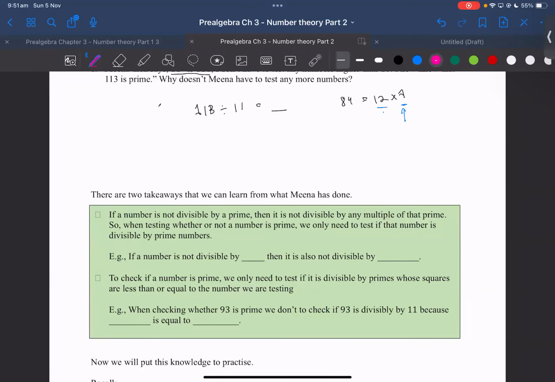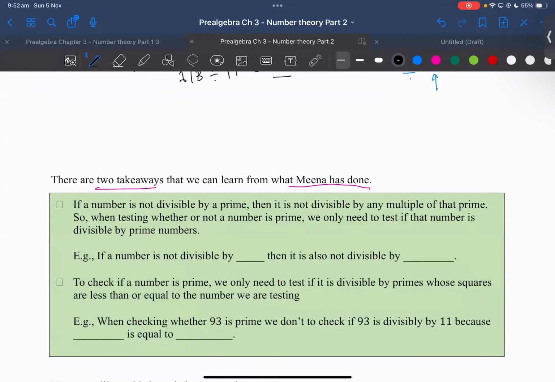So there are two clear takeaways we need to learn from what Mina has done. The first one is, if a number is not divisible by a prime number, then it's not divisible by any multiple of that prime. Make sense? So you don't need to check 3. You don't need to check 4. You don't need to check 6. You don't need to check 8. You don't need to check 9. Does that make sense?